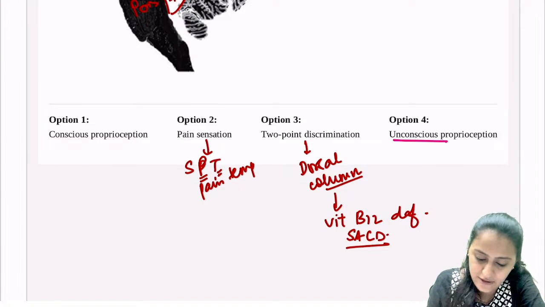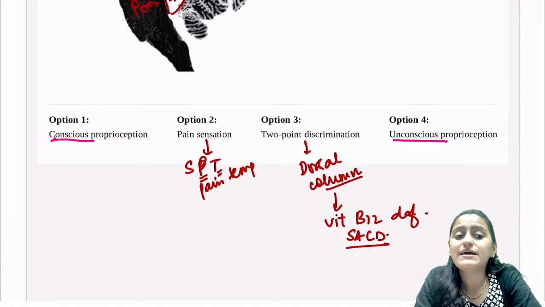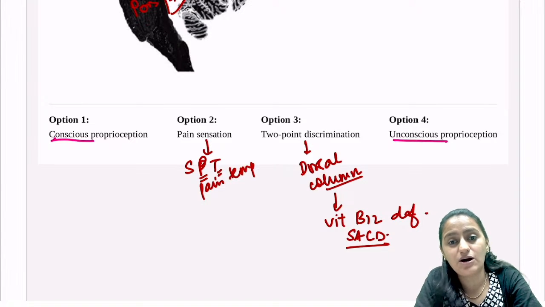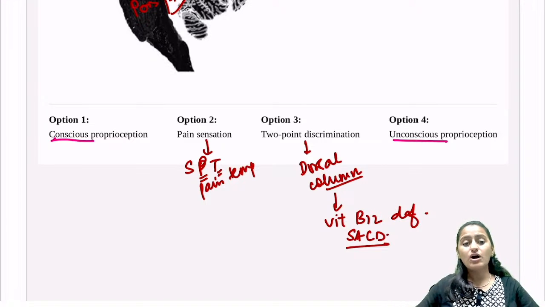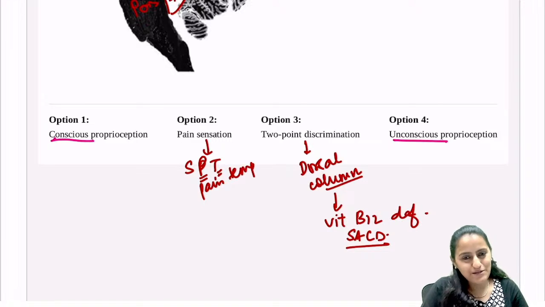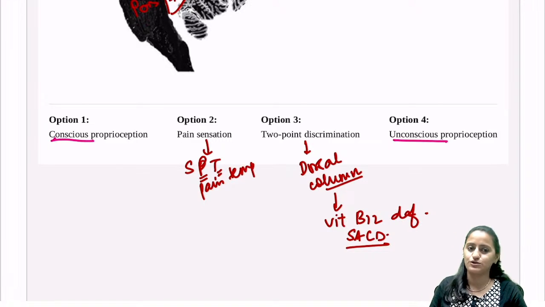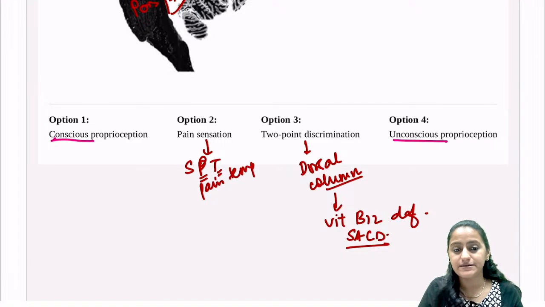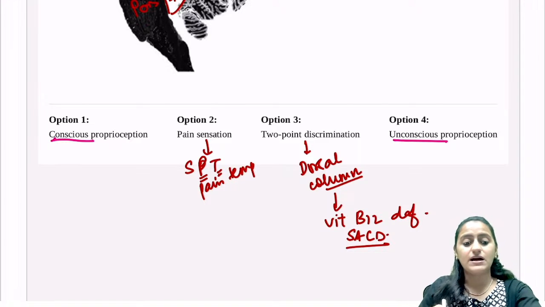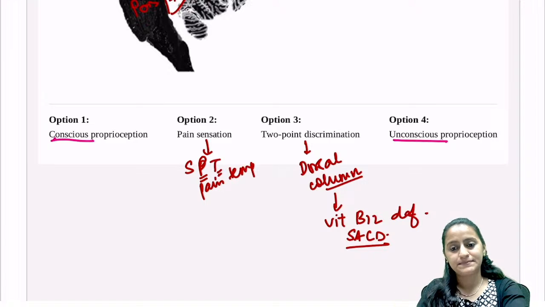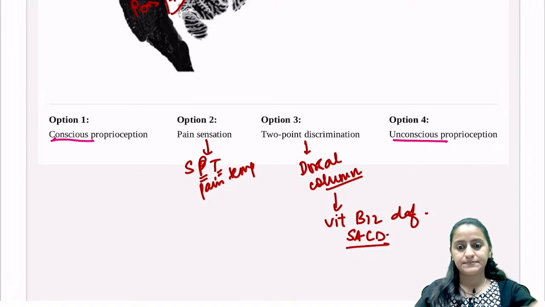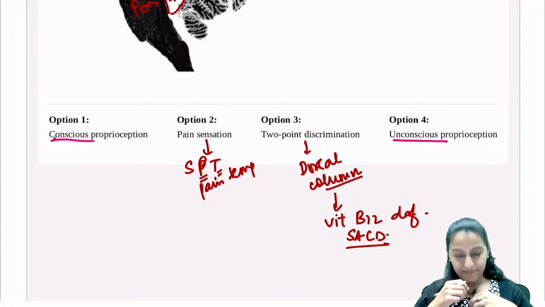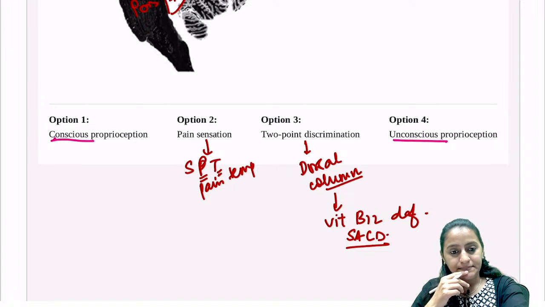Now what is the difference between unconscious proprioception and conscious proprioception? Tell me which one carries the conscious proprioception. Is it the dorsal column or is it the spinocerebellar tract? Which is conscious and which is unconscious? Yes, very good, Pani Malar. Even syphilis, tabes dorsalis, affects the dorsal columns, right? So tell me here, which is the conscious proprioception and which is the unconscious proprioception? Dorsal is conscious. Okay, very good.